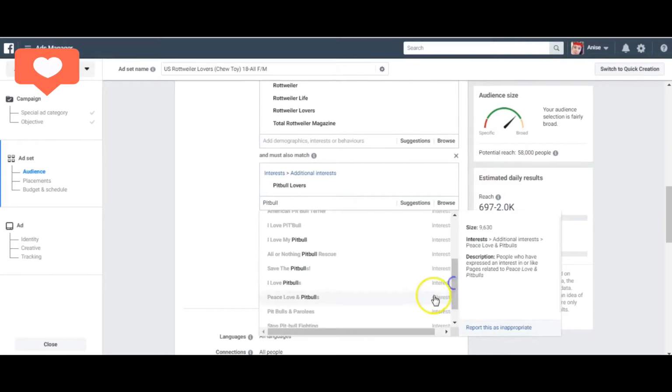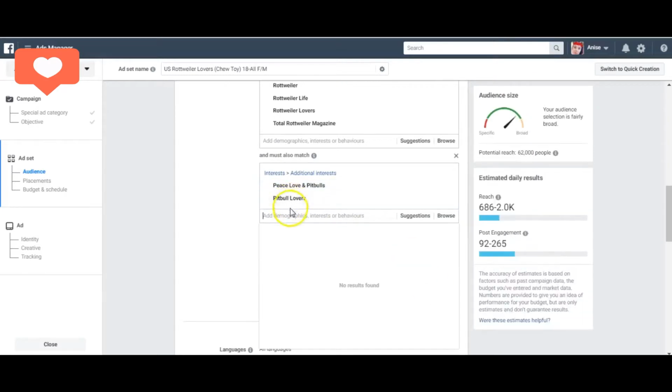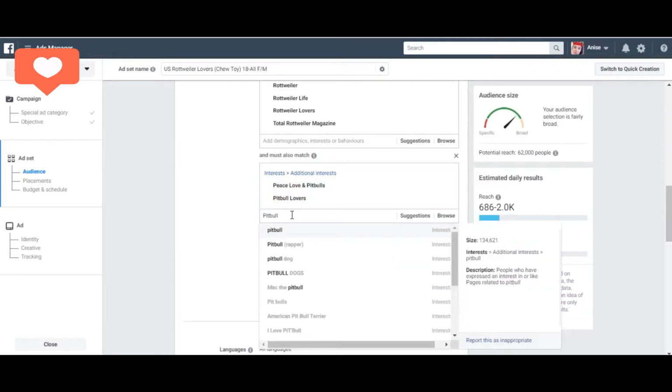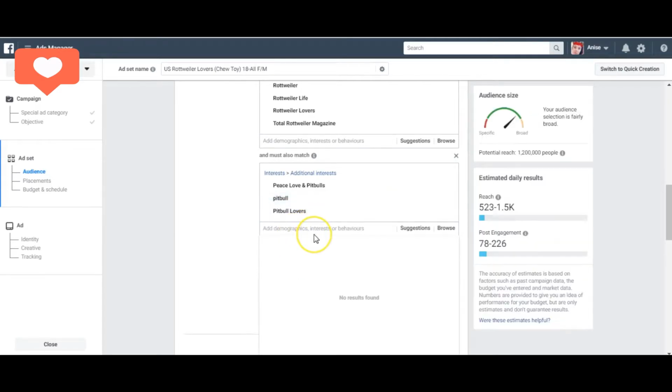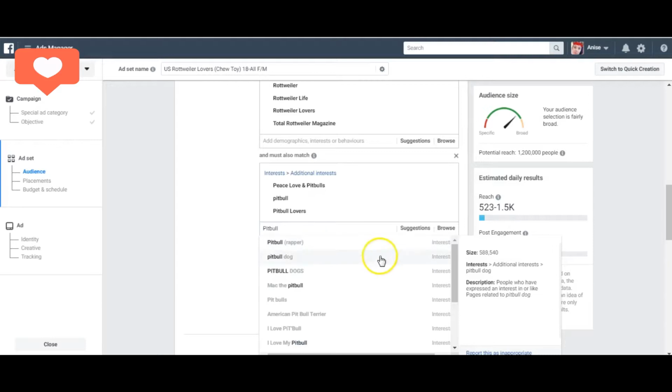And peace, love and pit bulls, interest there, so that's 9,000. Pit bulls and parolees, that show, if you know it well, is a great show, and you would find quite a few people who would also love to own a dog or may already own a dog who is a pit bull. So here we've got the general interests.